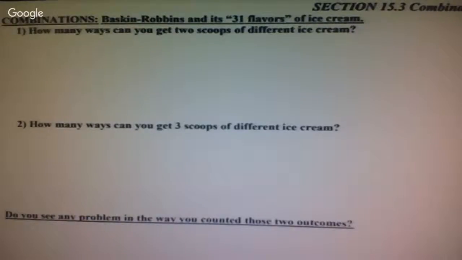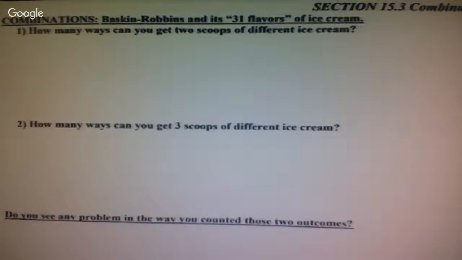Combinations versus permutations. What the heck is the difference? Order does not matter with a combination. In other words, if I put chocolate before I put strawberry on a cone, it doesn't matter if I put chocolate on top or strawberry on top. It's still a chocolate strawberry cone.